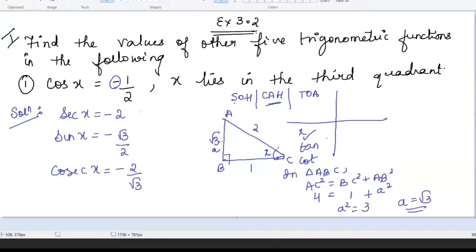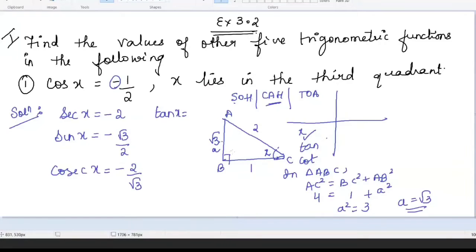Which is that remaining now? Tan. Okay, so let us take tan. So next, take tan x. What is tan here? TOA, opposite by adjacent. Is tan positive in the third quadrant? Yes, tan is positive. So it is opposite by adjacent.